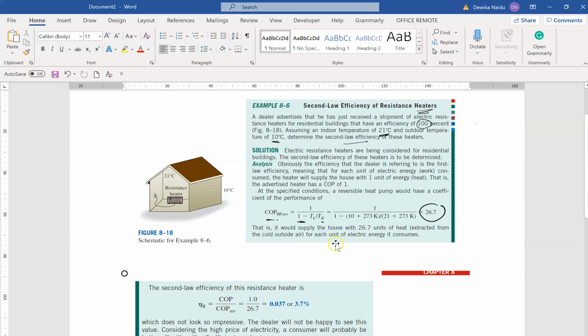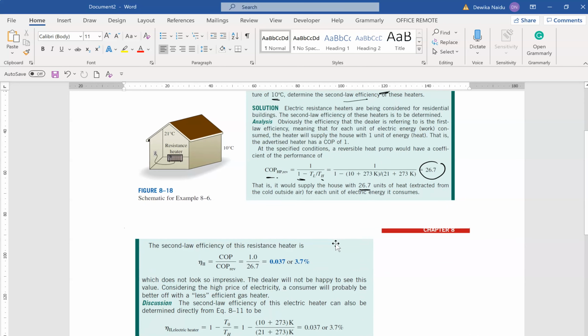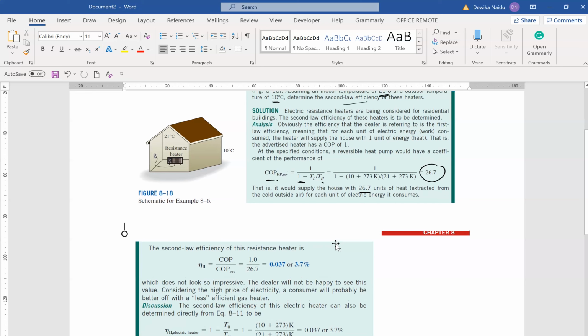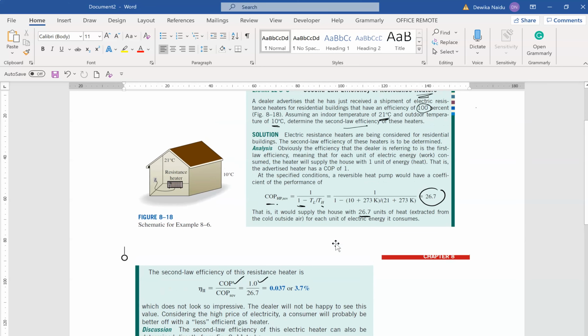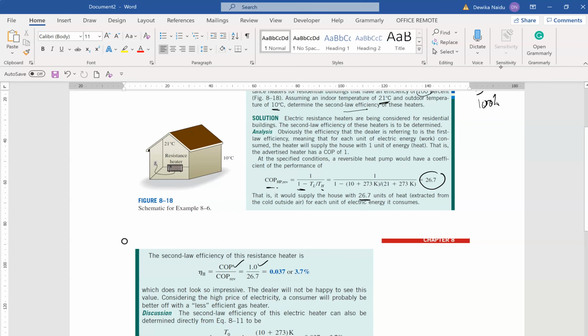26.7. That is, it should supply the house with 26.7 units of heat extracted from the cold outside air for each unit of electricity consumed. From the second law efficiency, the actual COP is 1. So where do you get the COP of 1? That is from the supplier, which said 100%. So the usefulness is 1 divided by 26.7, which is only 3.7%. So the dealer will not be happy to see this value.